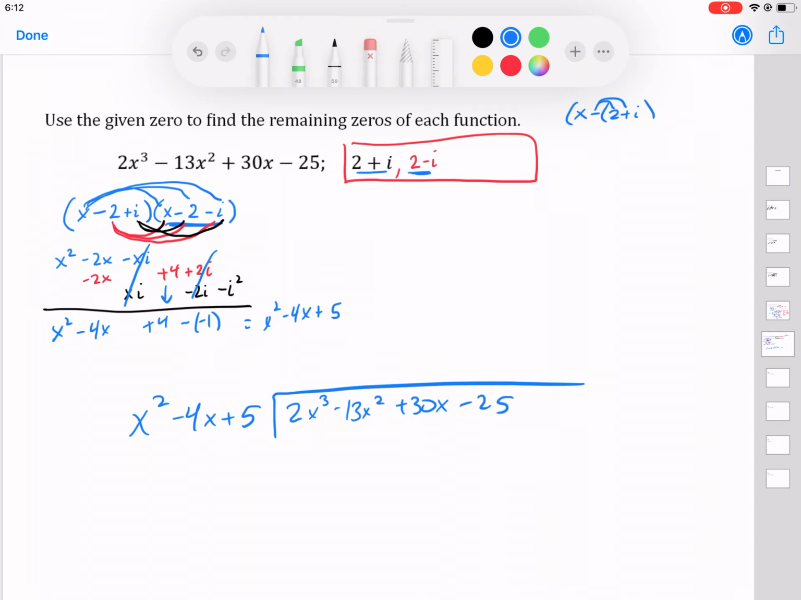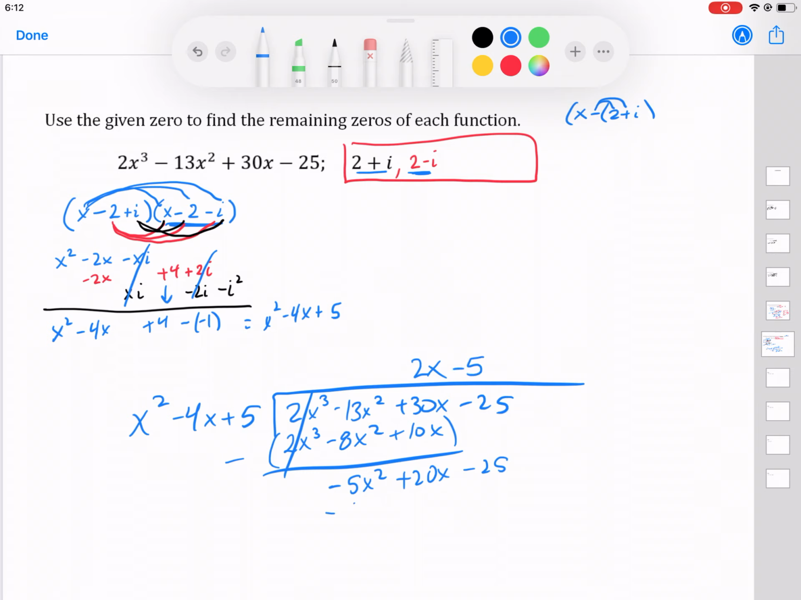So 2x cubed divided by x squared is 2x. 2x times x squared is 2x cubed. 2x times negative 4x is negative 8x squared. 2x times 5 is 10x. And I'm going to subtract all of this. So negative 13 minus a negative 8 would be a negative 5x squared. 30 minus 10 is 20x. I get negative 25. And negative 5x squared divided by x squared is negative 5.